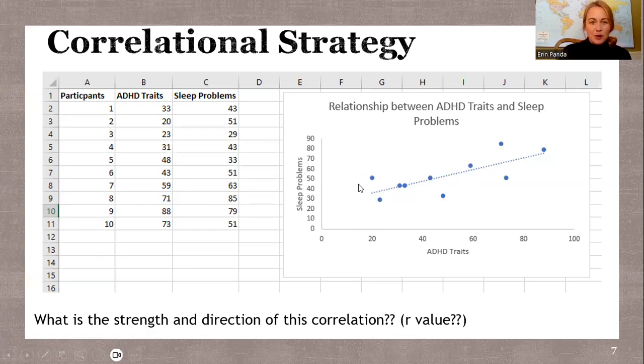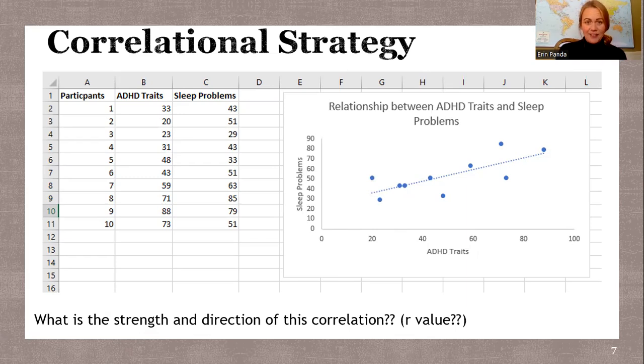Again, this is a review from last week, each dot here represents one participant and their scores on each of these measures. This is a great chance to review. Why don't you have a look at this scatter plot and see if you can say for yourself what is the strength and direction of this correlation, and see if you can guess the R value.